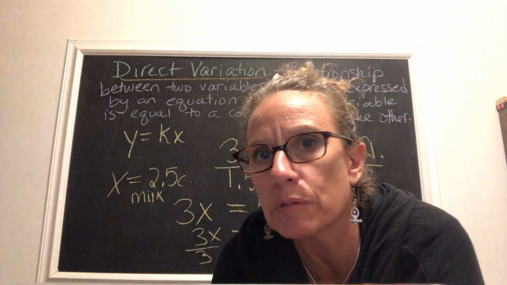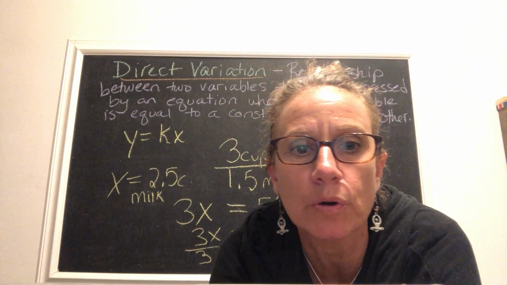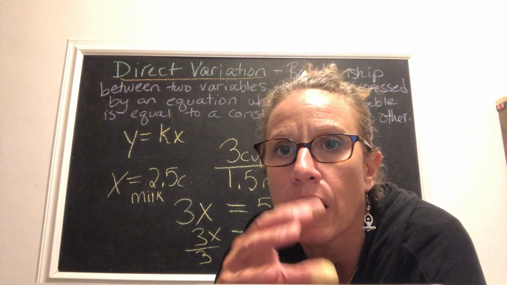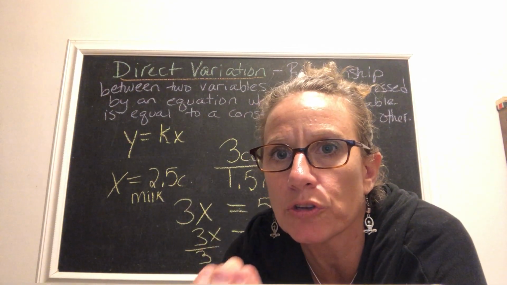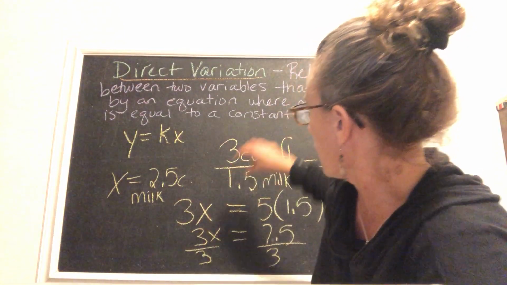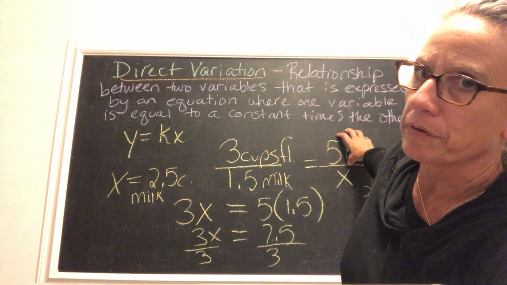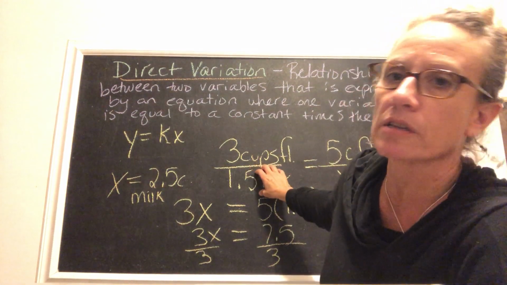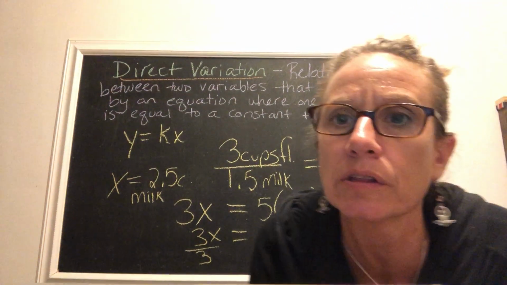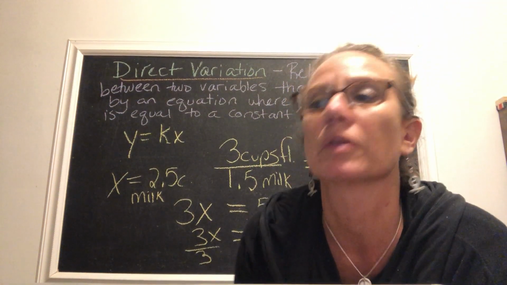And you could solve for the missing pieces by writing the proportions, as long as you keep the units. If the unit of flour is in the numerator, then you have to put flour in the numerator of the other fraction. If milk is in the denominator, you have to put milk in the denominator of the other fraction.